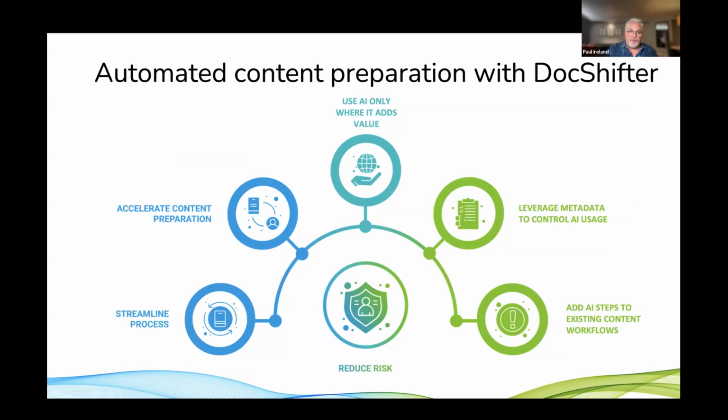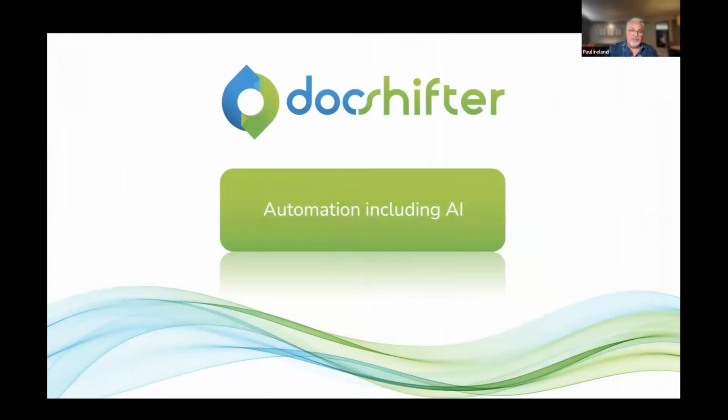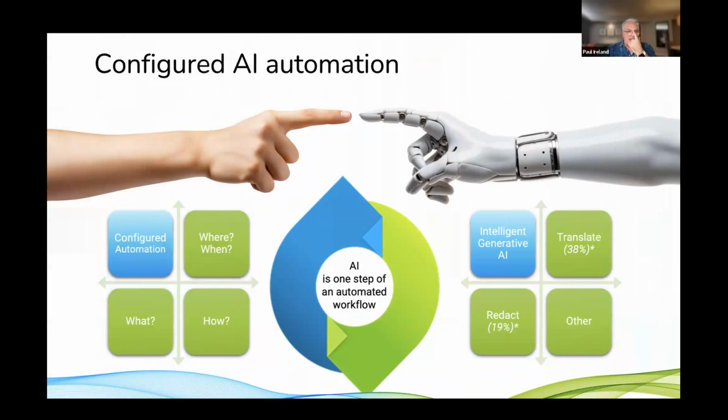And if you're using Docshifter already, that would just be another step in an existing workflow, or potentially a new workflow if need be as well. So if we look at automation, including AI, so just looking at bringing that in, really what we're talking about is configured AI automation. So we're combining configuration, automation, and AI together.